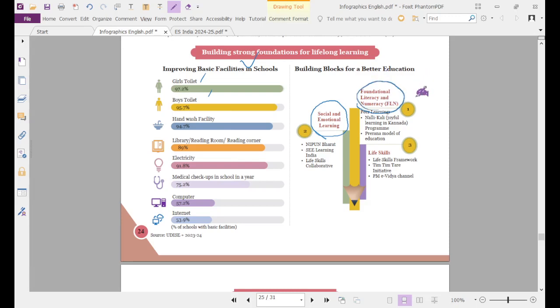Foundational literacy and numeracy itself is lacking in many places, and there are some very good case studies like Nali Kali, joyful learning in Kannada. There are some very good case studies. The Prerana model of education, life skills training with respect to team care, the Pradhan Mantri e-Vidya channel for online education. All that is being talked about.